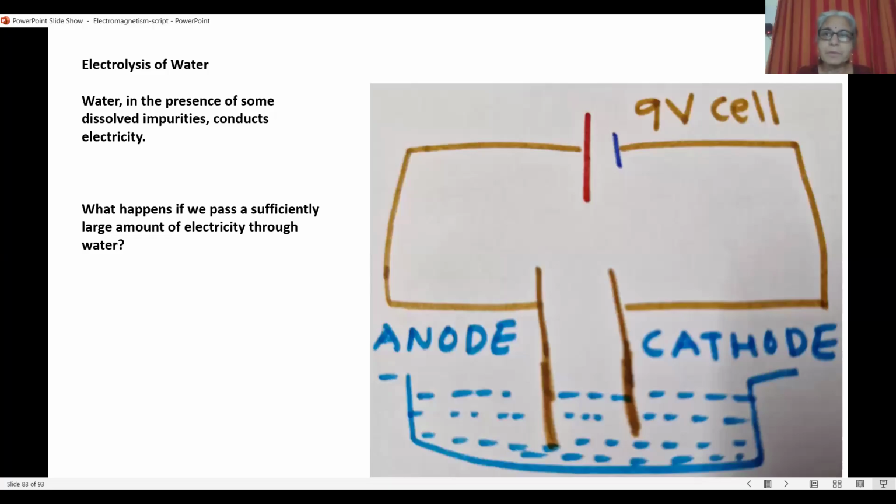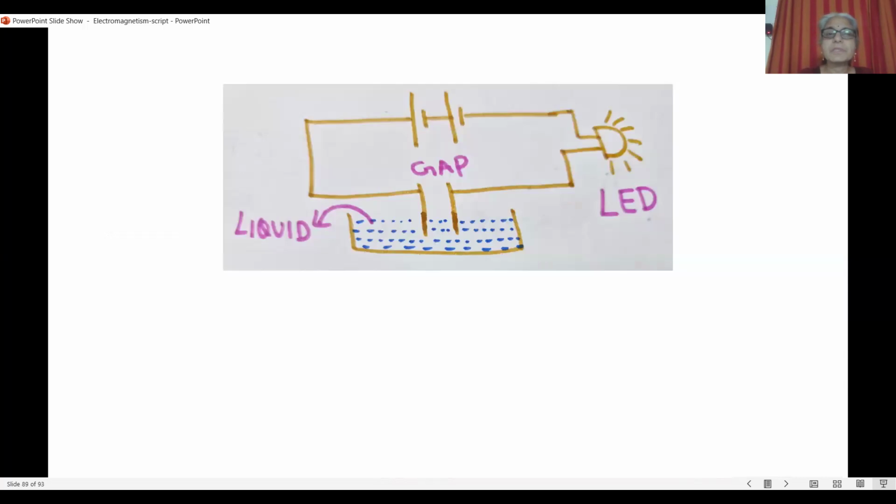In the previous video, we saw that water conducts electricity when salt or some kind of acid is added to it. So it allows an electric current to pass through it, and we used a simple circuit like this. And when the current passed through water, the LED bulb, the LED light glowed. So that is how we could conclude that water conducts electricity.